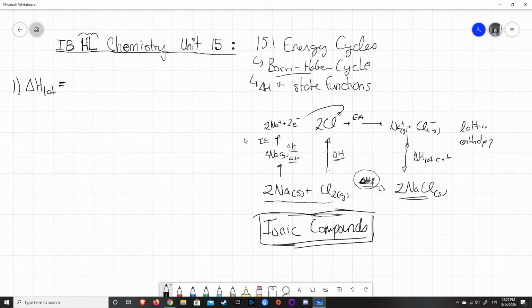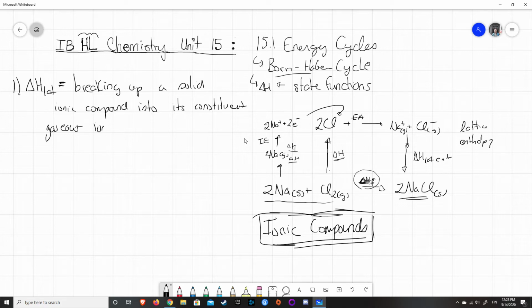So this is breaking up, we can say it a different way, breaking up a solid ionic compound into its constituent gaseous ions. So an example of that would be right here, right? We've got sodium chloride, solid, and we break it up to form sodium ions in the gas phase plus chloride ions in the gas phase.